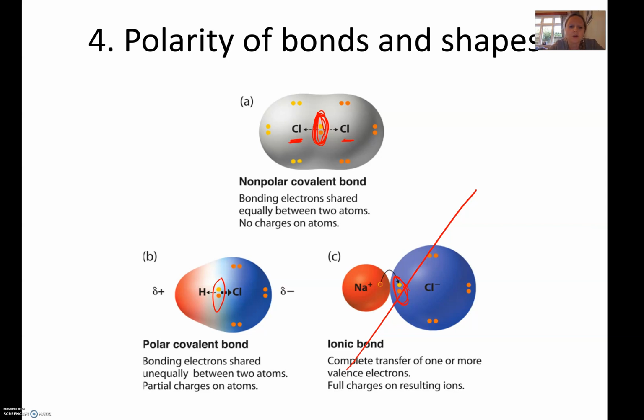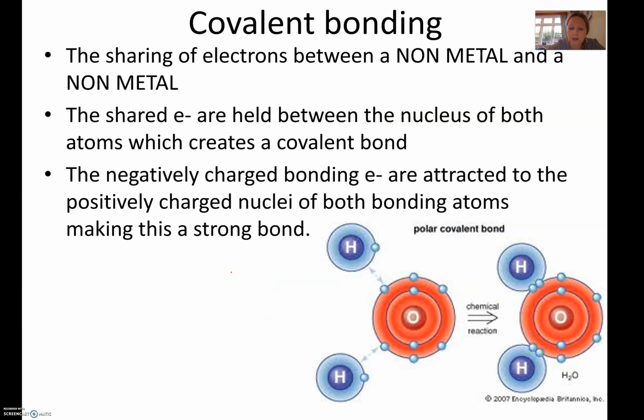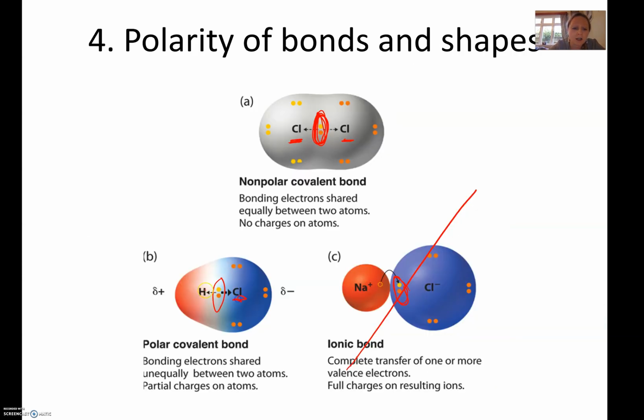A polar bond then is where one atom pulls the electrons slightly better than the other, and this only happens when you have two different atoms. You can see here we've got chlorine bonded to hydrogen, and chlorine in this case is pulling the electrons in this bond slightly closer towards itself. And because the electrons are sitting slightly closer, we say the chlorine is slightly negative and the hydrogen slightly positive.